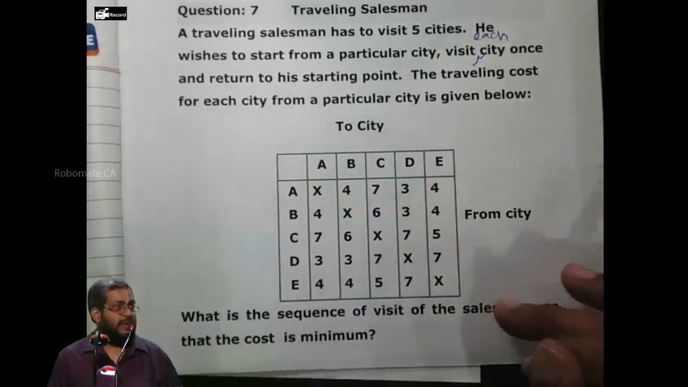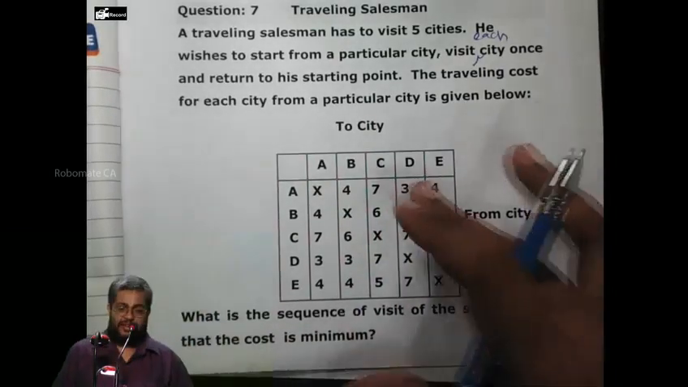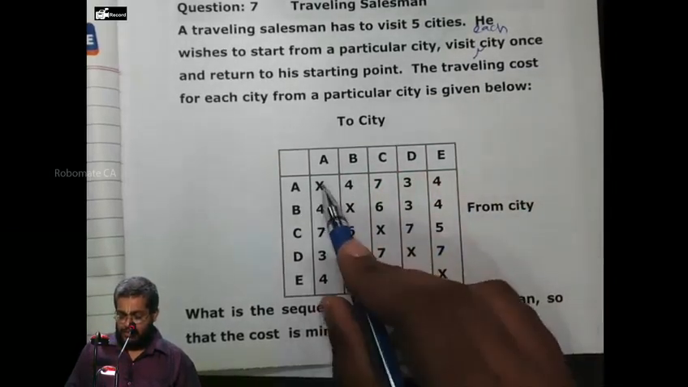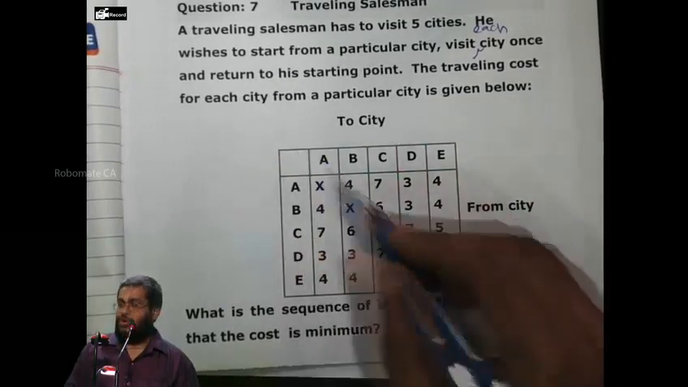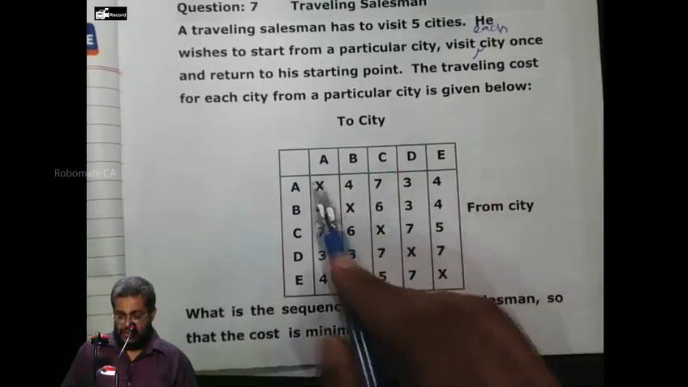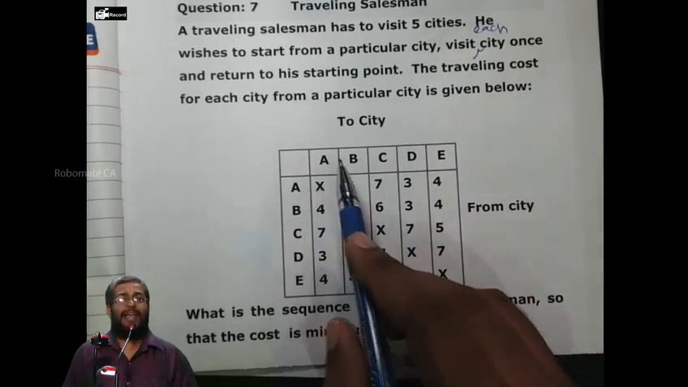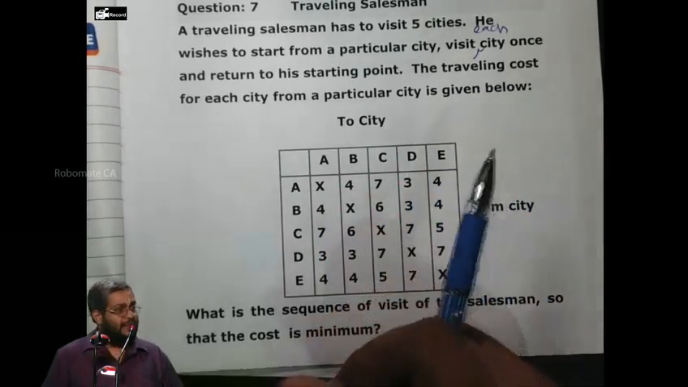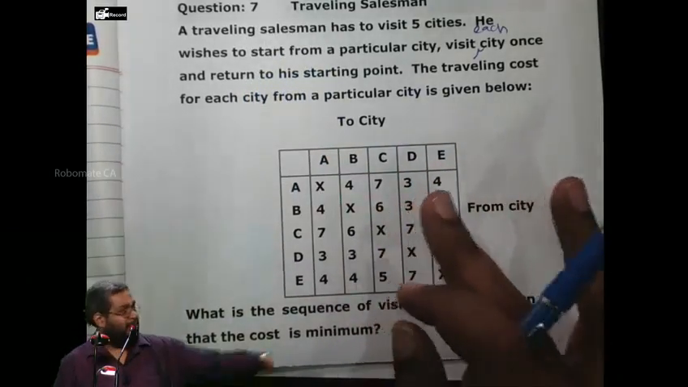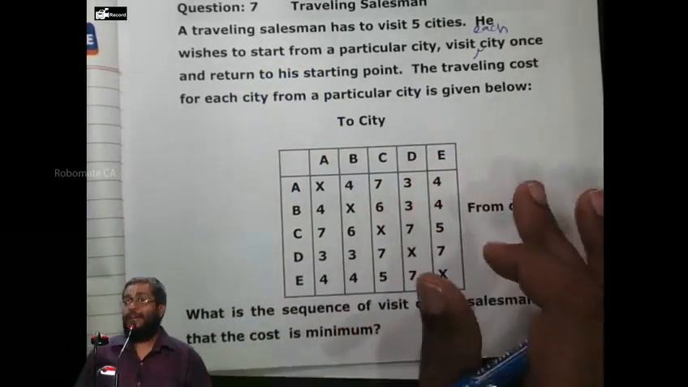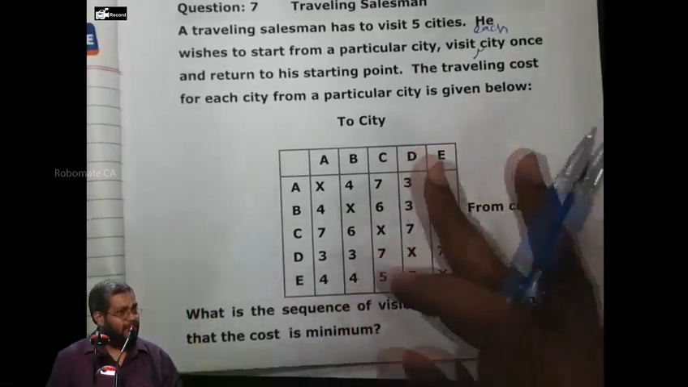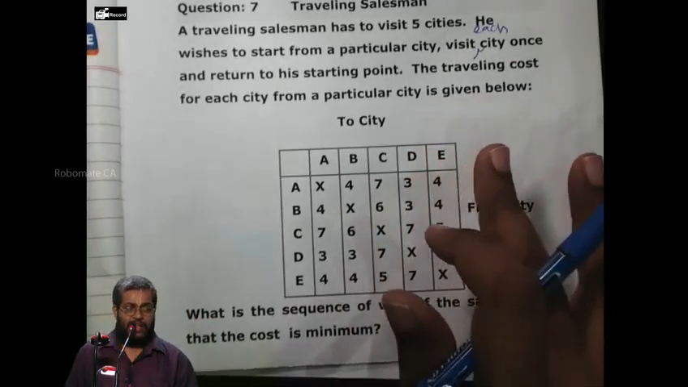That's the question. Okay, now let's start answering this. First of all, they have put some X in these cells. Why? Now A to A, I cannot travel. Right or not? No. I am standing here. I cannot travel to the same place. I have to go only to the next place. So A to A, B to B, C to C, D to D, travel not possible. Yes or no? No travel, no traveling cost.